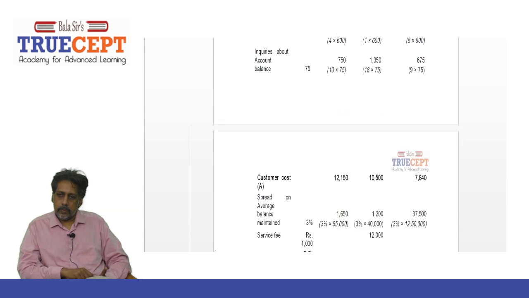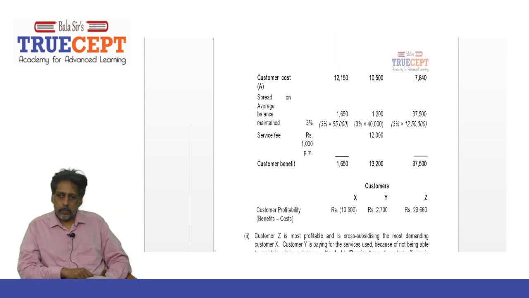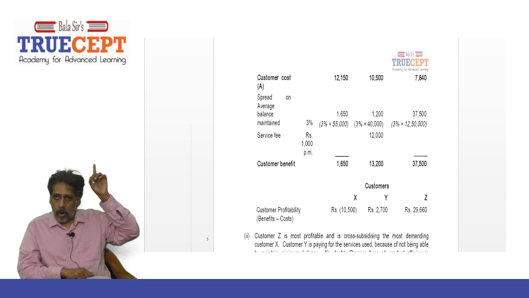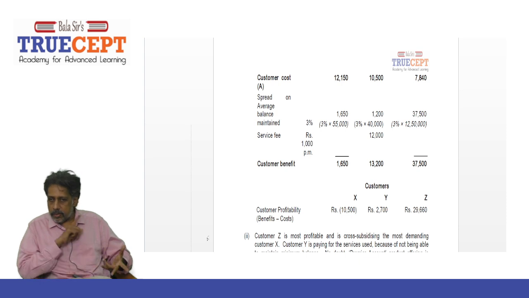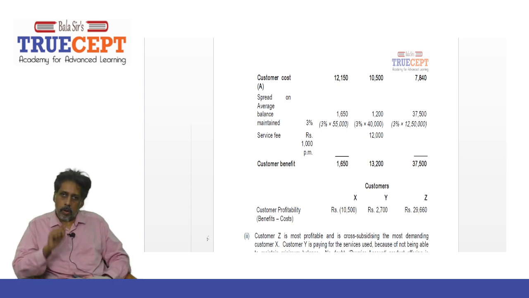The next is customer cost total. Basically, add up all these expenses to get the total cost incurred by your bank in rendering service to these 3 customers. Now, how much do you get for X? 12,150. And Y? 10,500. And then for Z? 7,840. That's the total cost.